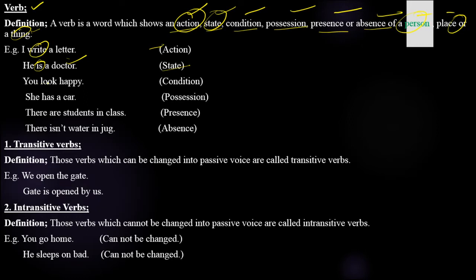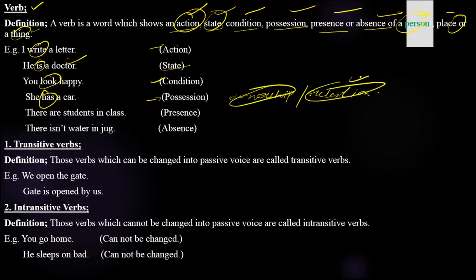Clear? In the same way, a verb also shows condition. Now see the example, you look happy. Over here, the verb is showing a condition. You look happy, you look active, you look smart, you look lazy, whatever. That is showing someone's condition. In the same way, she has a car. Has is showing possession over here. Possession has two meanings: one for ownership and also it is used for relationship. If I say she has a car, that is showing ownership. She has two brothers, that is showing relationship.